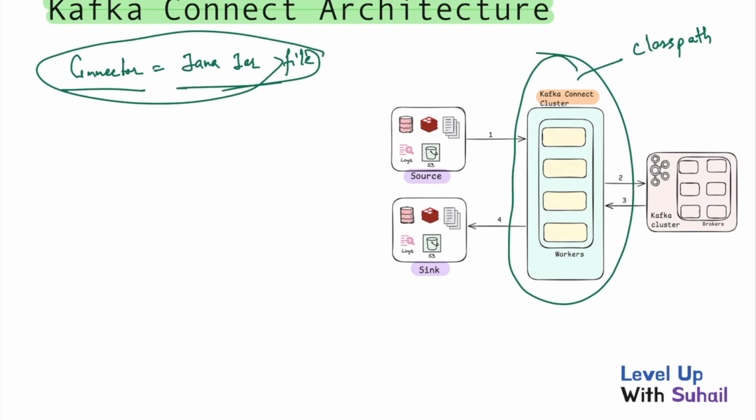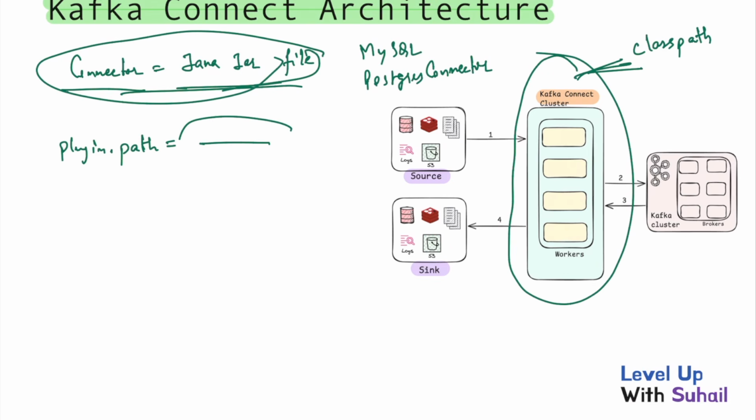Now there could be many connectors. For example, for MySQL there could be a different connector. For PostgreSQL there could be a different connector, right? And similarly for S3 there could be a different connector. So there are a lot of connectors available. So whenever you spin up this Kafka Connect cluster, you mention the path where all your connectors are available. In this, there's a setting called plugin.path. This path specifies where all your connectors are available, right? So a connector is nothing but your jar file.